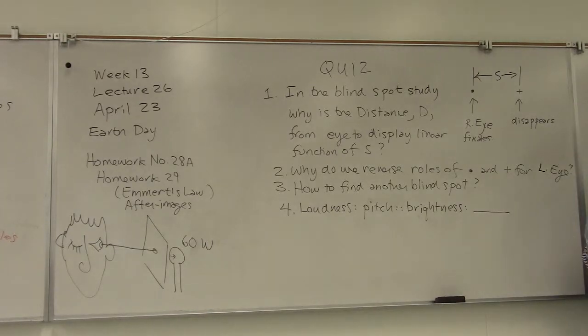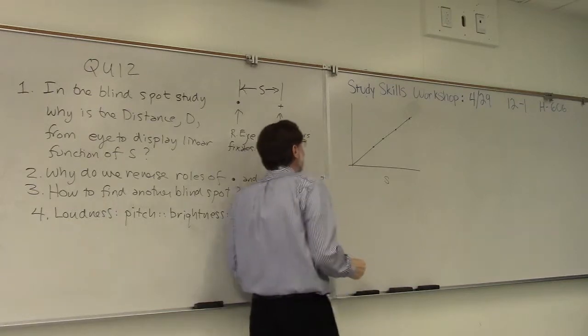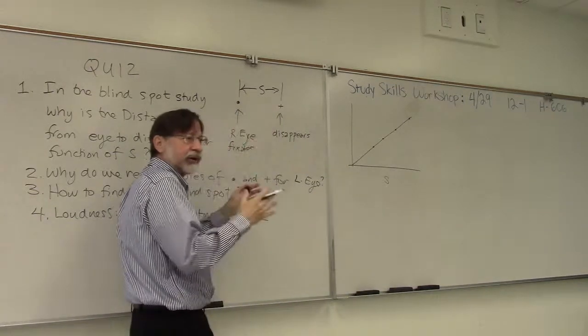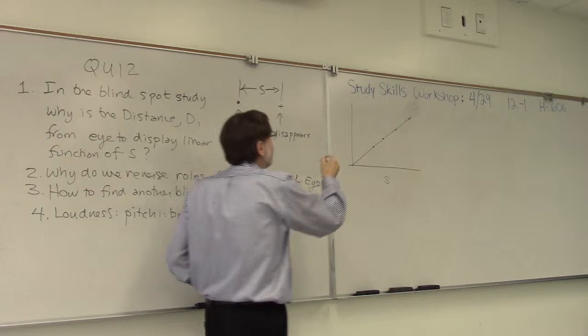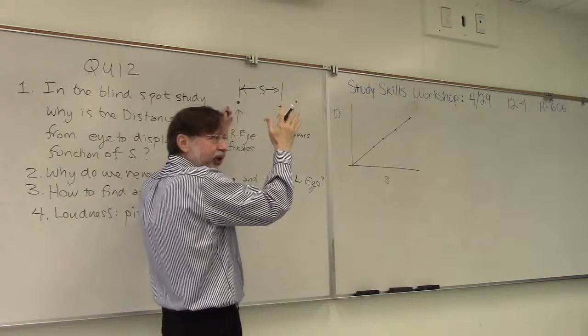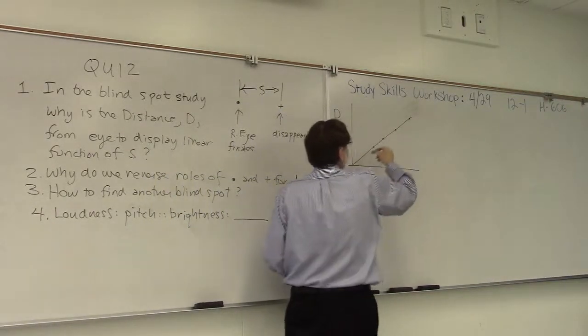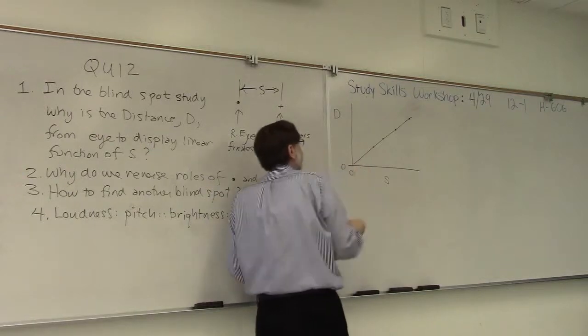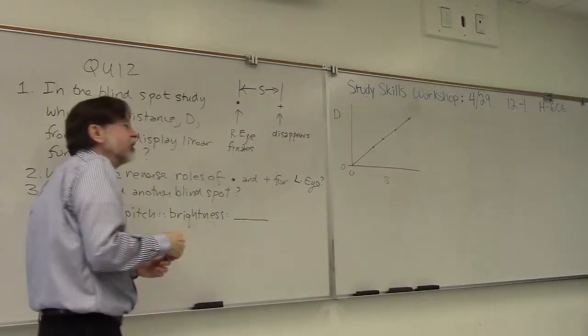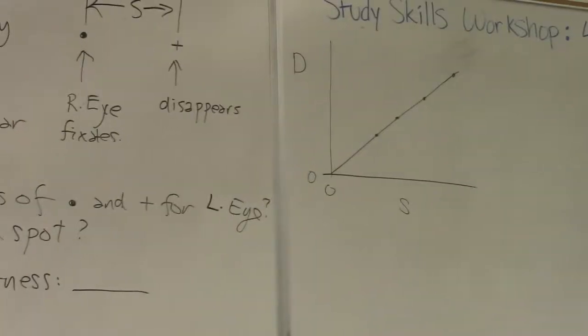The data are going to fall, so we're going to plot the separation S between the dot and the plus. You vary that, and the dependent variable was D, the distance between the eye and the face to make it disappear. The points will fall on a straight line that goes through the origin, and so the thing to explain is why did the data come out as a straight line going through the origin?